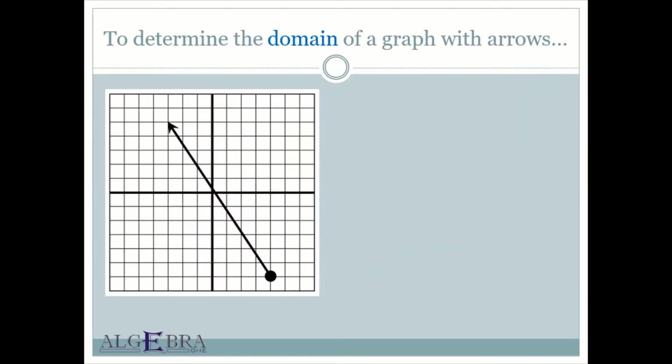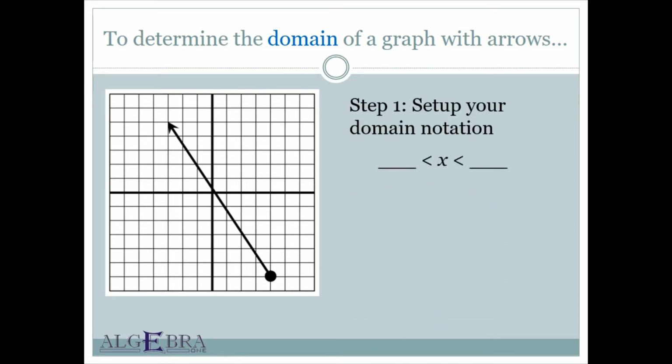So let's start off by finding the domain of this graph. Remember, domain works with the x values. So we're going to look at the x-axis. We start our domain notation with putting an x in the middle with inequalities on both sides. Working from least to greatest, we're going to work from left to right.